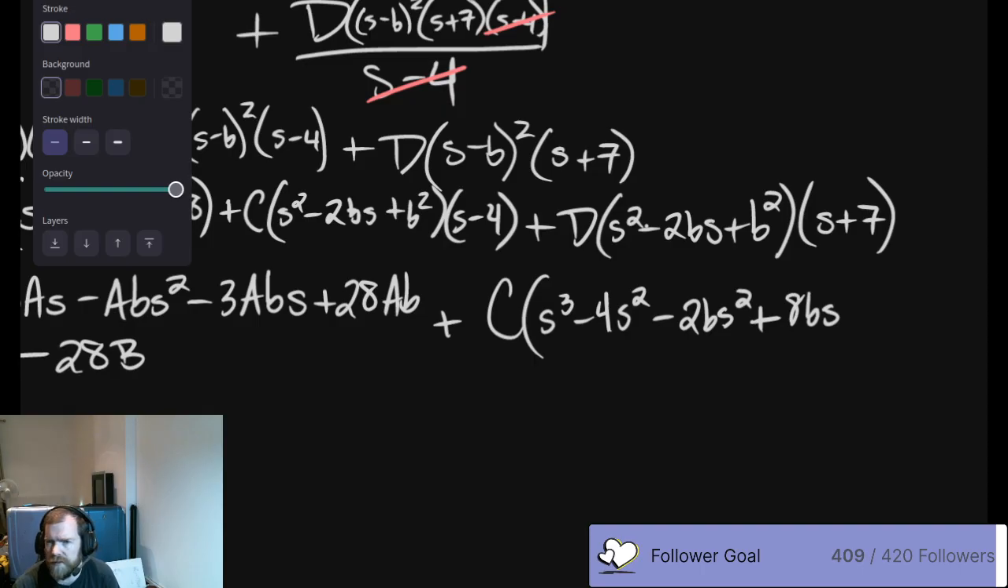Right, plus b squared s minus 4b squared.